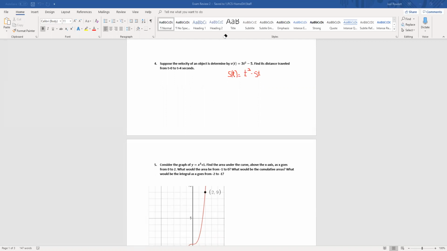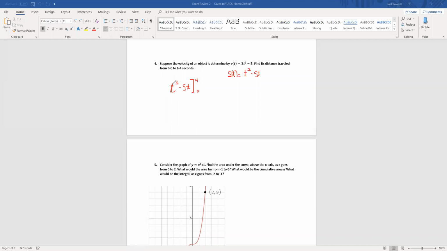And I have to integrate that as t goes from 0 to 4, right? So once I take the integral, that's going to give me t cubed minus 5t. And I'm evaluating this from 0 to 4 seconds. That's a 4, terrible 4. Let me try again. Okay. So what do we do now?